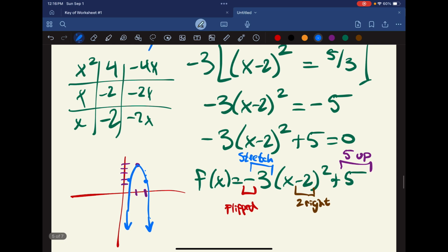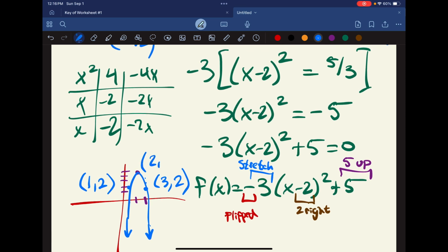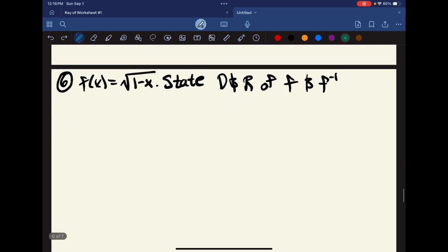So then this would be, all right, so if we're at 2, 5, this would be 3, 2, yeah. And then this would be 1, 2. And then our vertex would be at 2, 5. So this is the vertex, and then these are the two corresponding points.